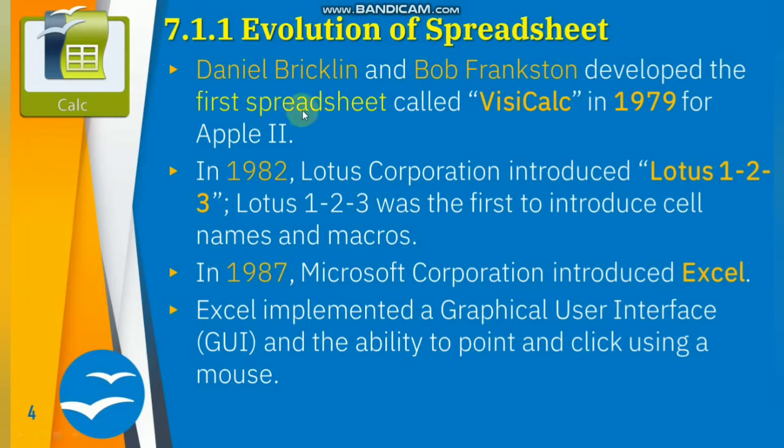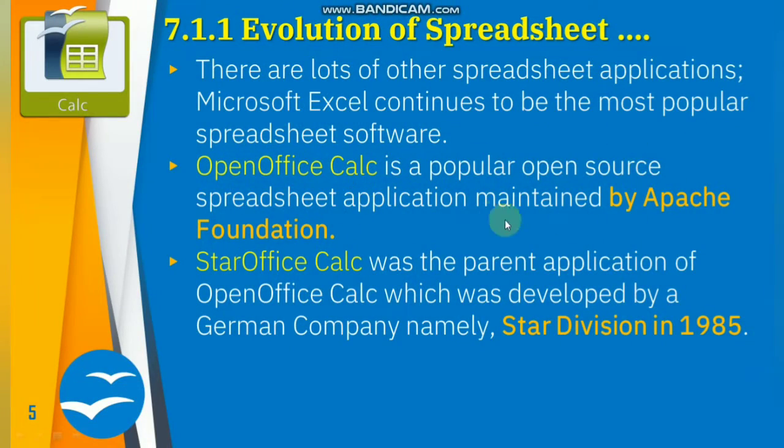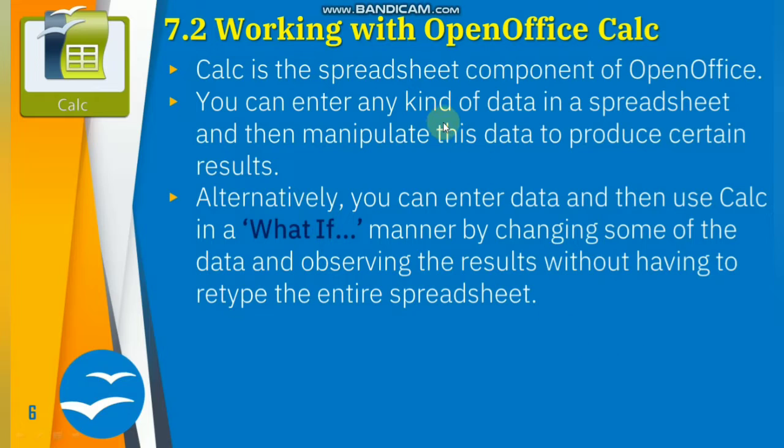Okay, and the first spreadsheet was developed by Apple, which is VisiCalc, and then in 1987 Microsoft developed MS Excel, and OpenOffice Calc was developed by the Apache Foundation, and StarOffice Calc was developed by Star Division in the year 1985. So all these can be asked in a 1 mark question, so be thorough in it. And now in 7.2 we are going to discuss working with OpenOffice Calc.